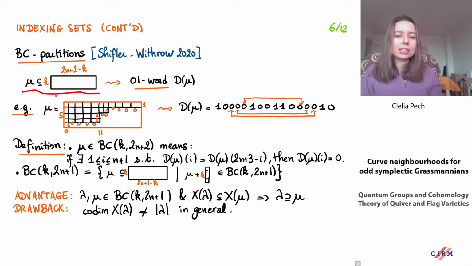What we do for this is something that already exists for usual Grassmannians. This is nothing new, this 0-1 word. So I'm looking at my mu, but I consider it within this rectangle. And I'm going to start from this top right corner.